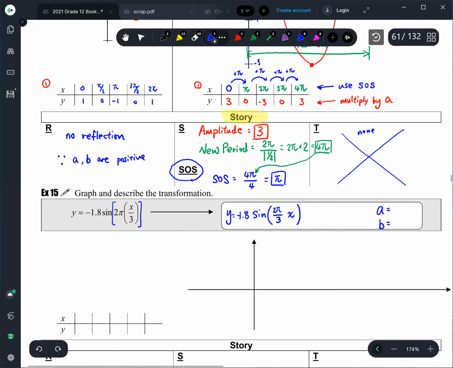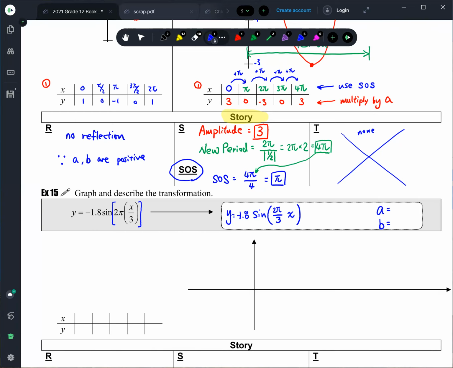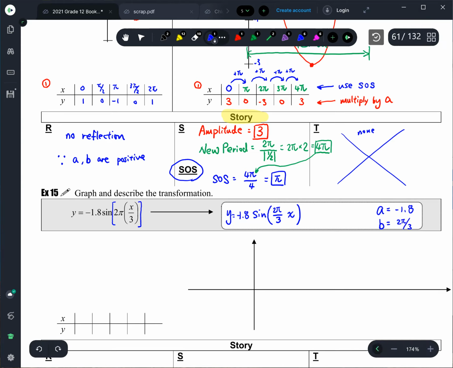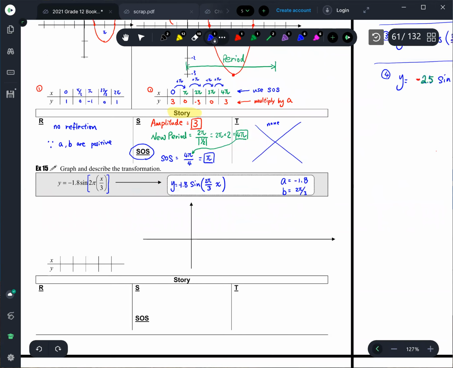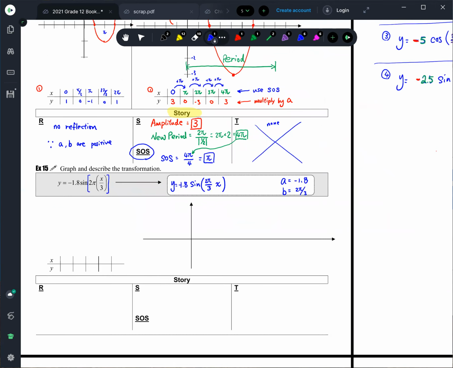Right, Philip, what's A? A is negative 1.8. Very good. Nick, what is B? 2 pi over 3. Yep, 2 pi over 3. Okay, so everyone please use the A and B to find the reflection, the amplitude, new period, and size of space. Once you've done that, please raise your hand one more time.